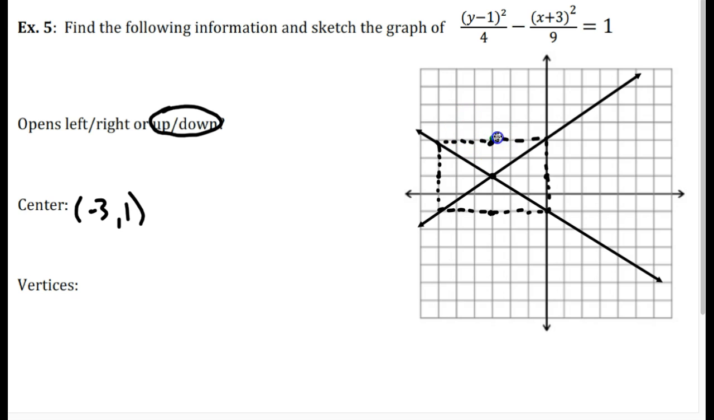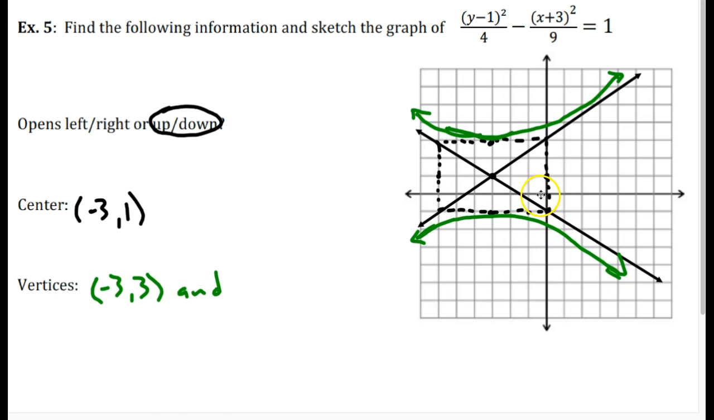Okay, so these are the vertices. So it's going to do something like this. This one's going to be much wider. Right, so I would just follow along those lines there and there. All right, and then finally our vertices. Let's see, those are at the points -3, +3, and -3, -1.